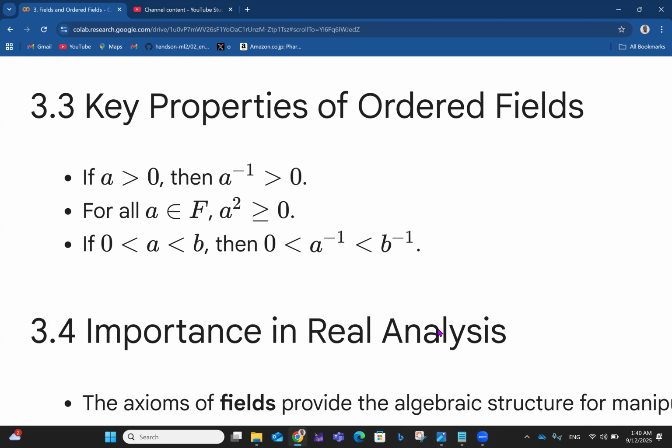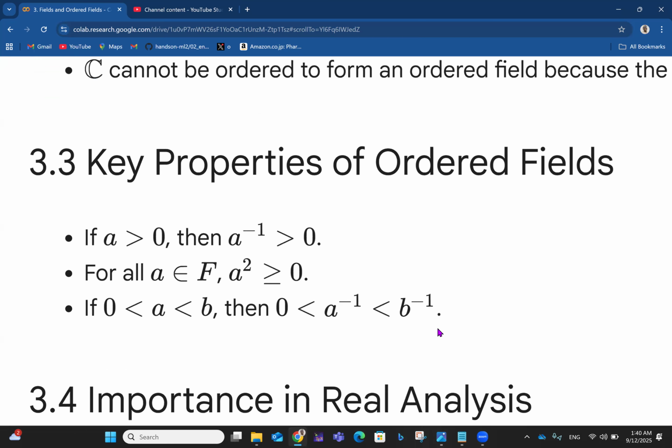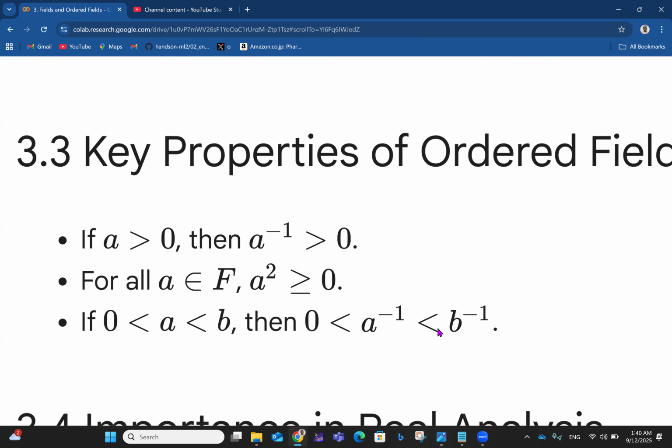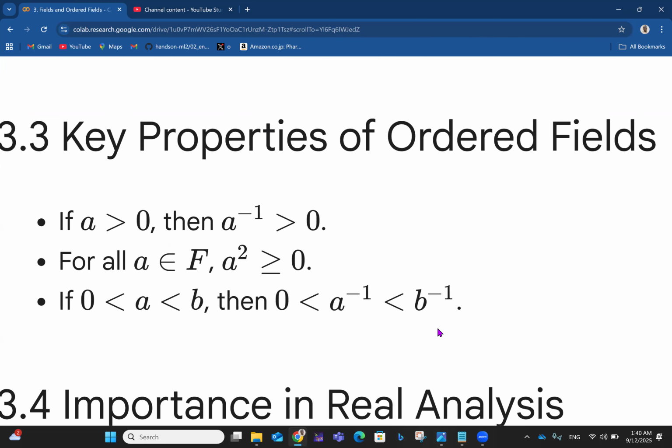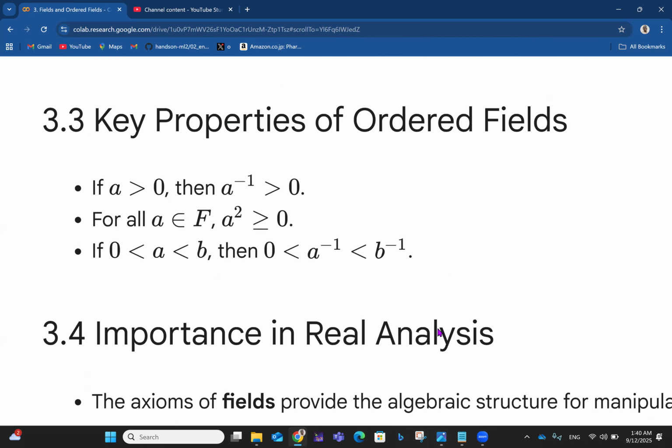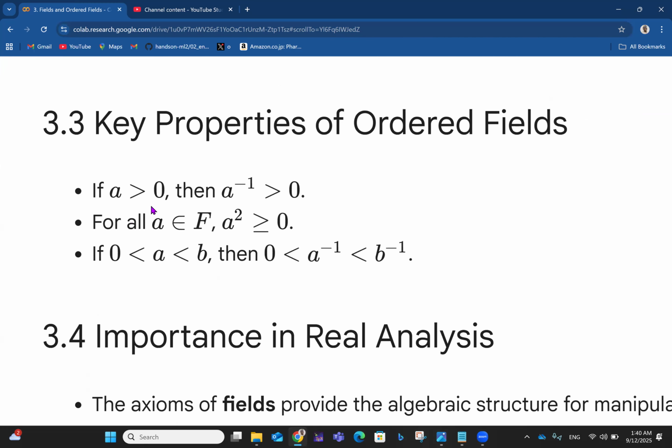So that's the challenge with complex numbers. All right, so let's talk about key properties of ordered fields. We have three key properties of ordered fields here. First of all, if A is greater than 0, then A inverse is also greater than 0 for an ordered field.